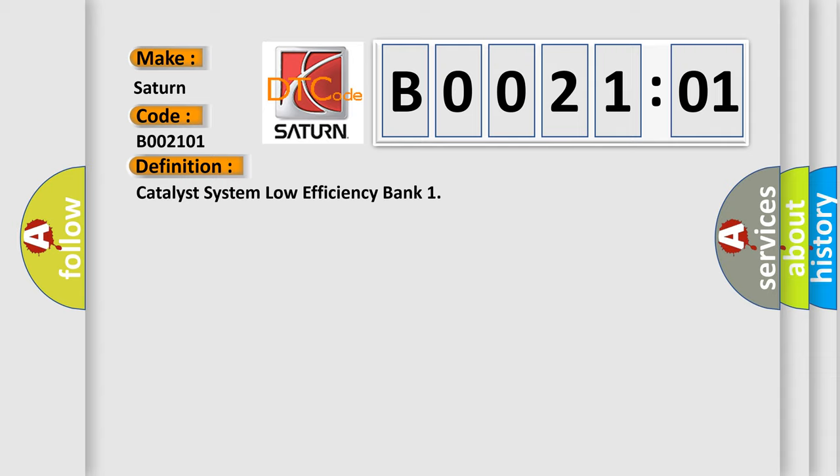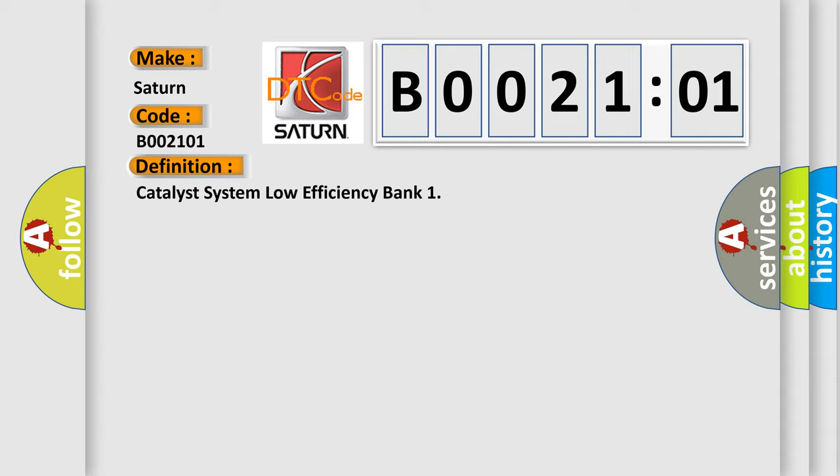The catalytic converter calculated temperature is greater than or equal to 450 degrees Celsius, 842 degrees Fahrenheit. The intake air temperature IAT is between minus 20 and plus 85 degrees Celsius, minus 4 and plus 185 degrees Fahrenheit. The battery voltage is more than 11 volts.